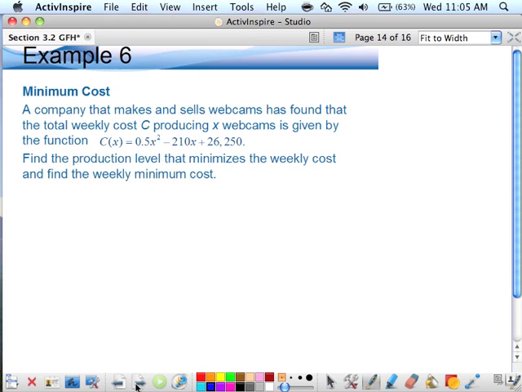We're asking you to find what? Let's read it very, very carefully. You're being asked to find the production level that will minimize the cost. And you're being asked to find the weekly minimum cost. So be very conscious before you start the problem of what you're being asked to find. Highlight it, underline it, circle it, whatever it takes. So take your function, C of x equals 0.5x squared minus 210x plus $26,250.